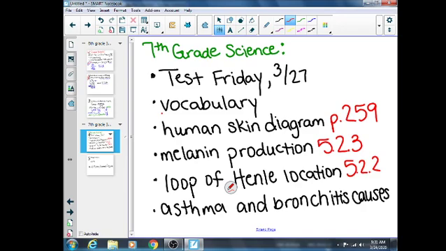You need to know what the common causes of asthma and bronchitis are. What are the common causes? That is in section 5.1.1, so look back over that. The common causes of asthma and bronchitis.